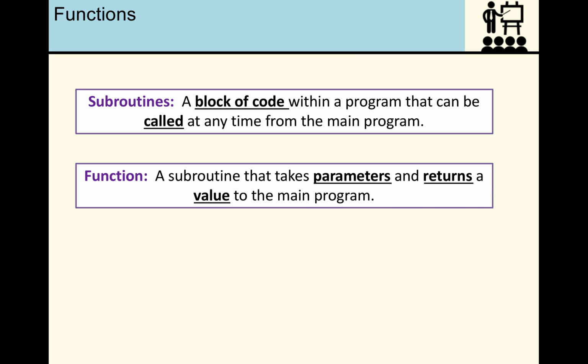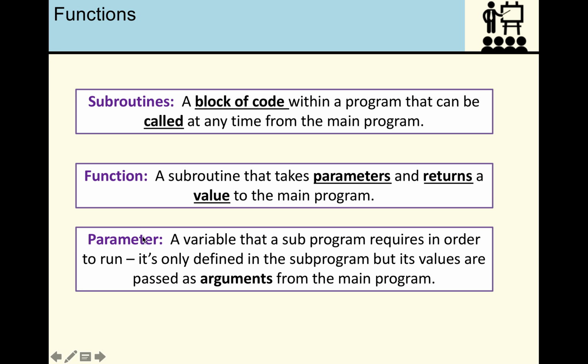A function is a type of subroutine that takes parameters and returns a value to the main program. The difference between a function and a procedure, which is the other type of subroutine, is that a function returns a value. So we run our main program, which then runs a subroutine, and if that subroutine is a function, it will return a value to our main program.